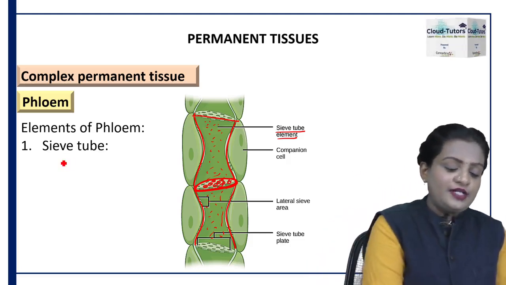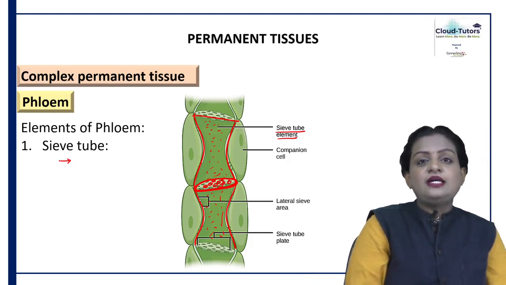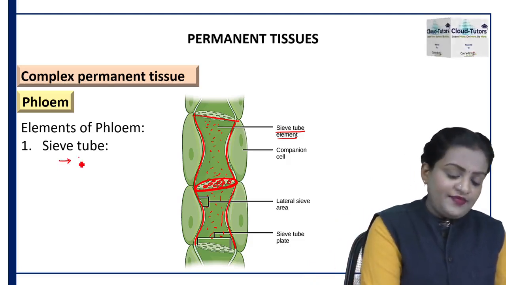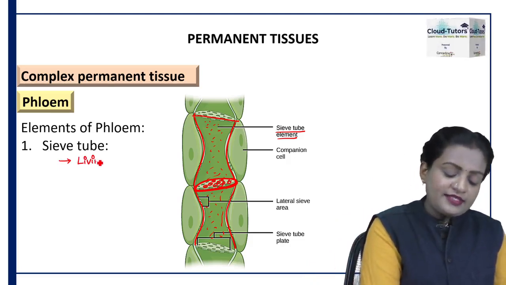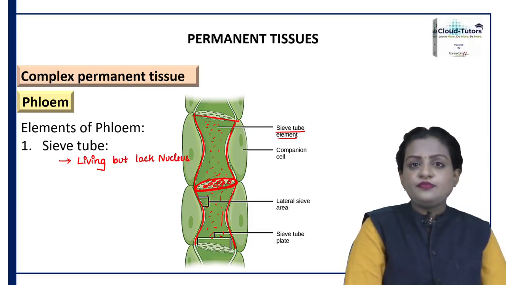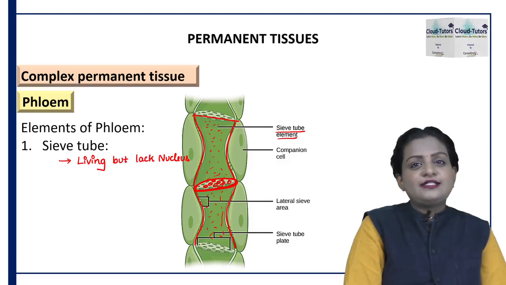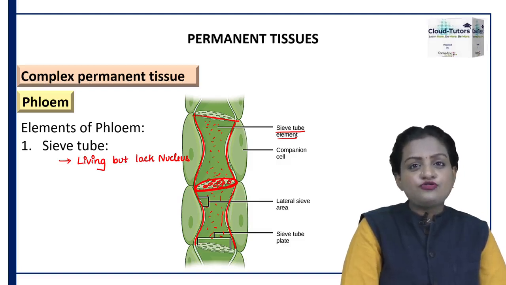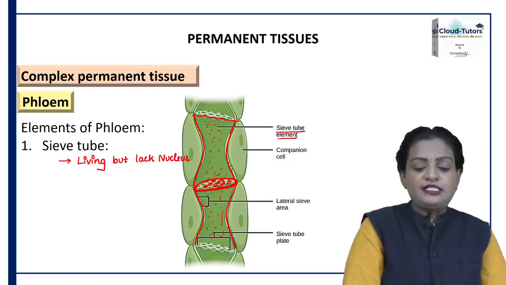So these sieve tube elements, even though they are living, they have protoplasm, but lack nucleus. They lack one particular structure, nucleus. So if they lack nucleus, who will guide the cell what to do? We will come to that later.